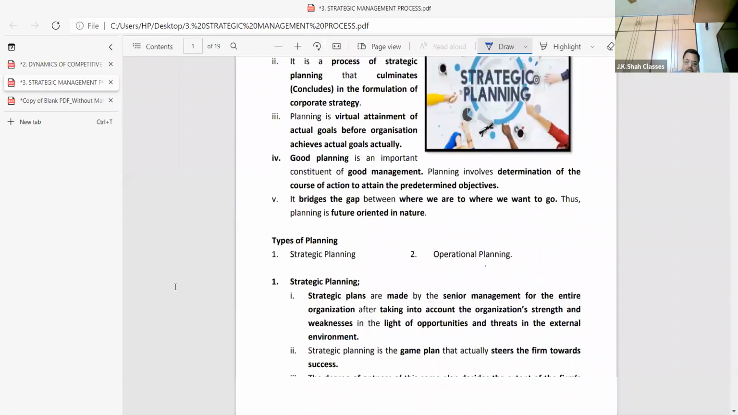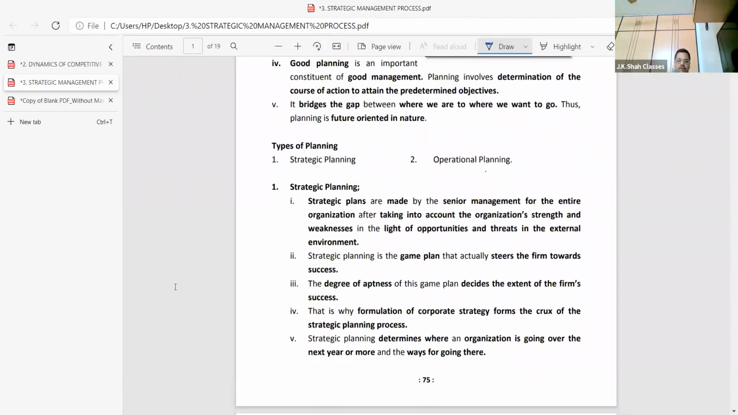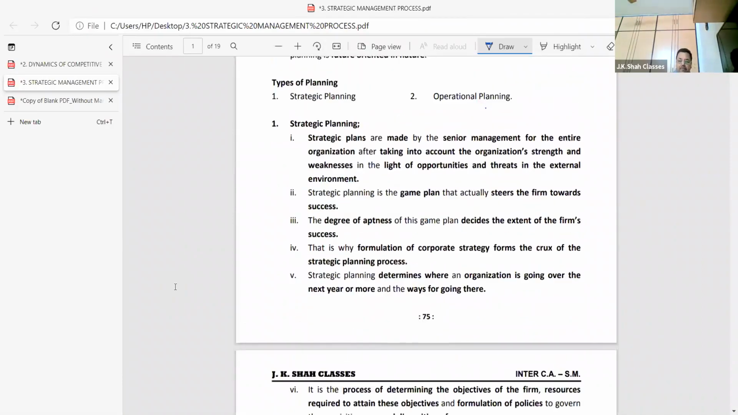Kindly pay attention. Strategic planning, operational planning. Planning, I have written, bridges the gap from where we are to where we want to go in the future. That's fine. Strategic plans are made by the senior management for the entire organization, taking into account the organization's strengths and weaknesses in the light of opportunities and threats. It's the game plan that actually steers the firm towards success. Obviously, the degree of aptness of this game plan decides the extent of the firm's success.